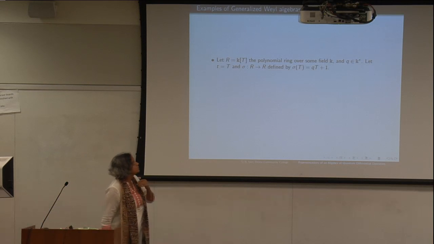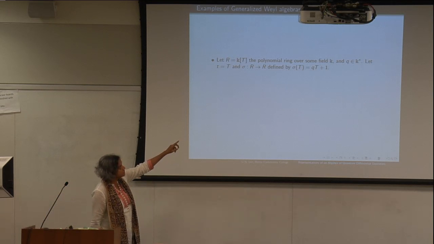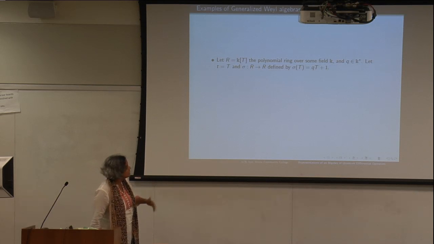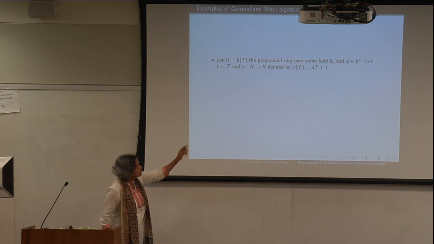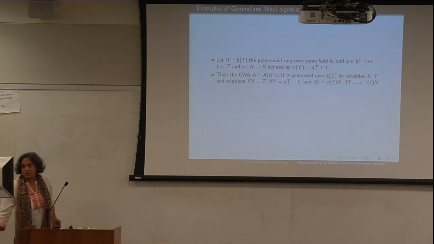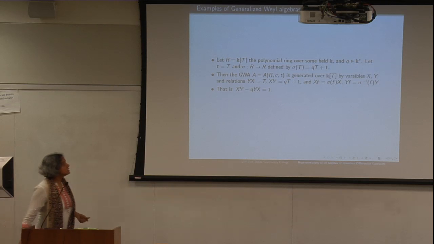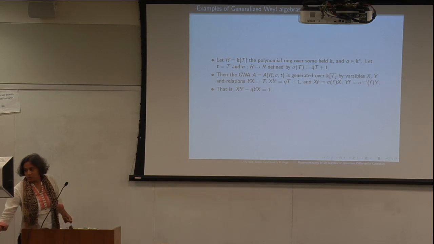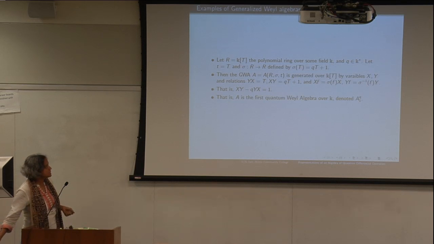Small change in your automorphism, notice. So same polynomial algebra, your chosen central element t, and the automorphism is t goes to qt plus 1. Construct your generalized Weyl algebra. Here you get this relation, xy minus q yx is 1. That's the first quantum Weyl algebra.